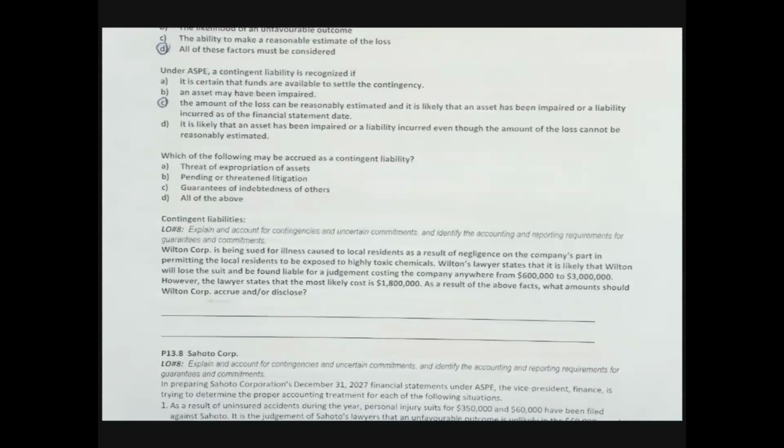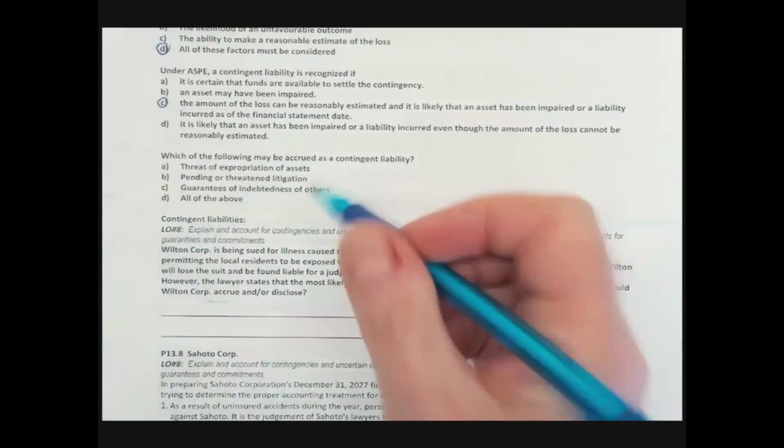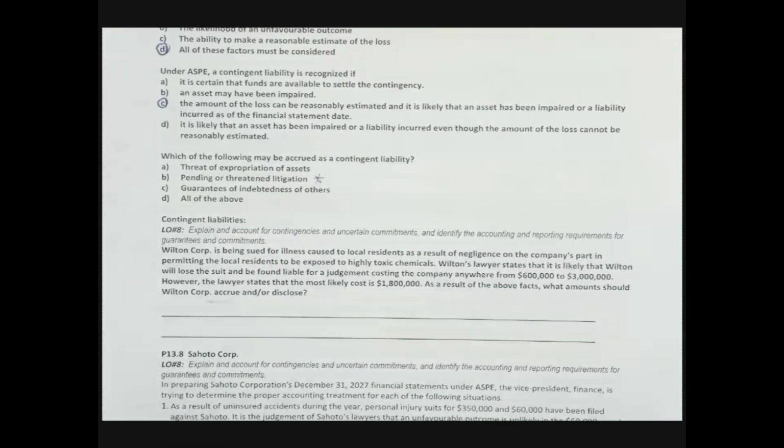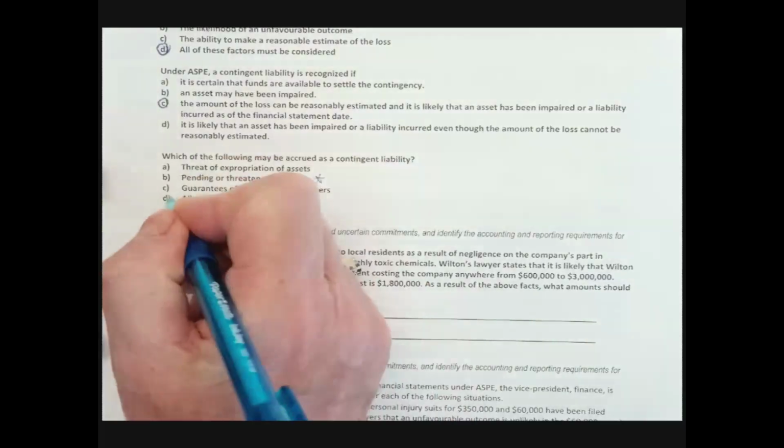These are typical contingent liabilities. Threat of expropriation, where the government wants to build a highway. Your front lawn is in the way of the highway, so it just tells you that it will be buying your front lawn and the highway will go in front of your house. That's expropriation. Pending or threatened litigation. This is the most common one that we see. Guarantees of indebtedness of others if those others suddenly start to look shaky. So it's all of the above.